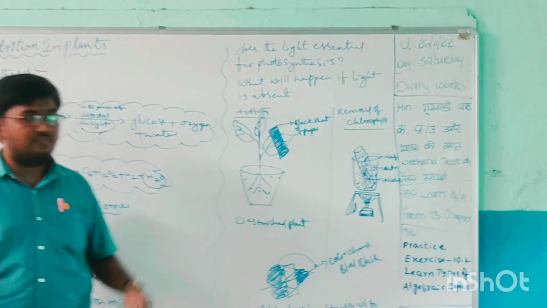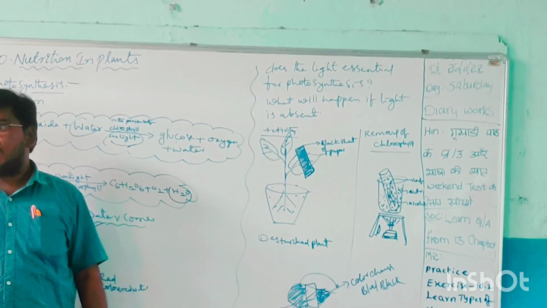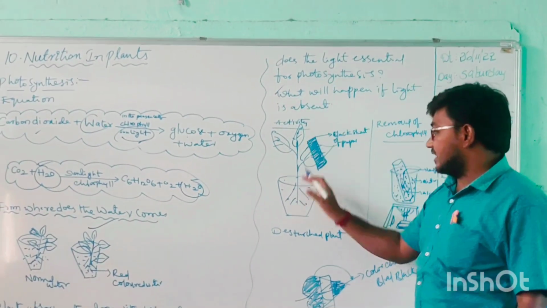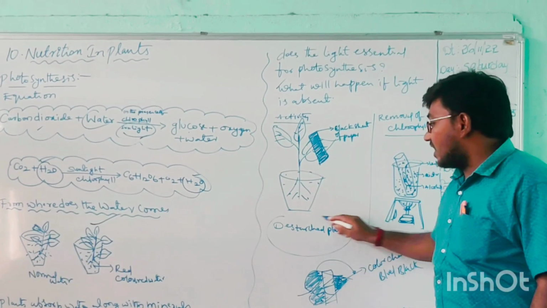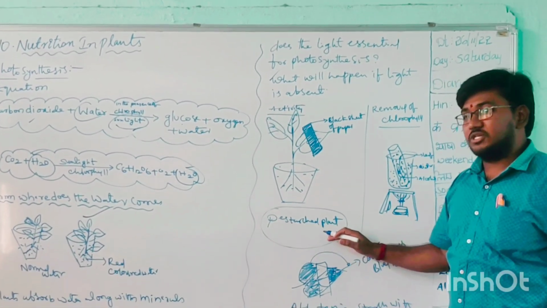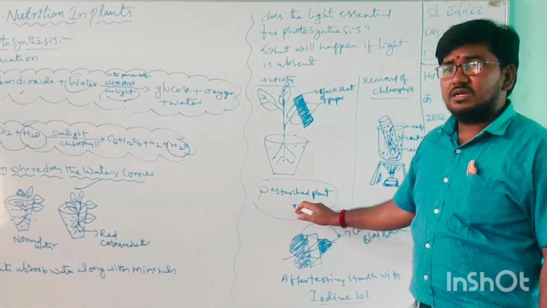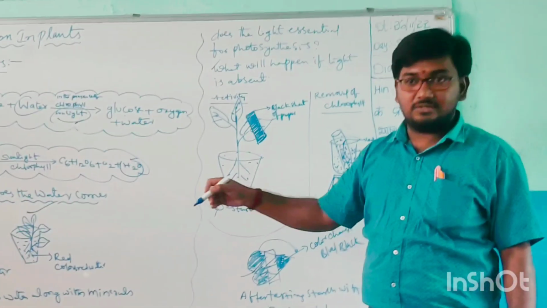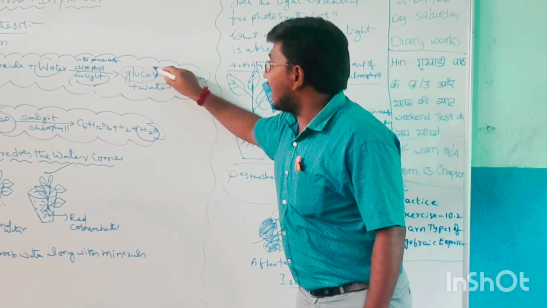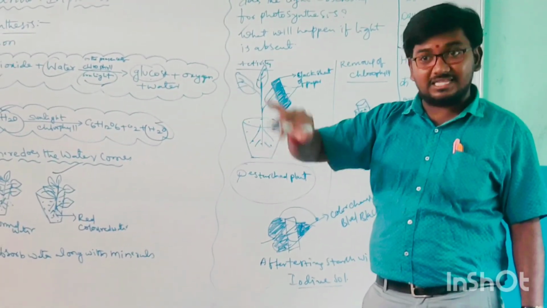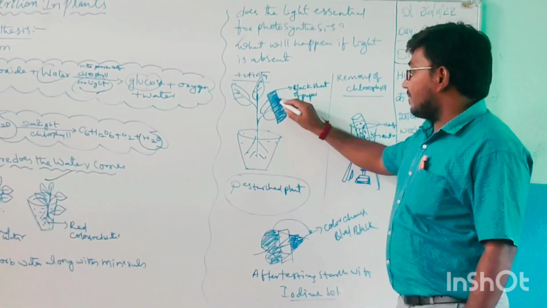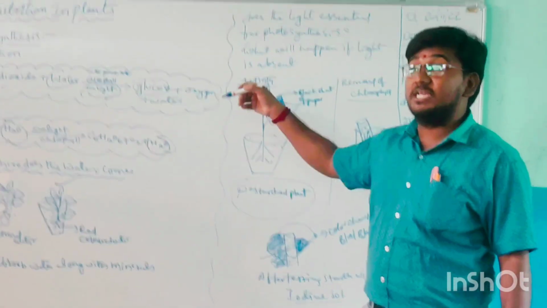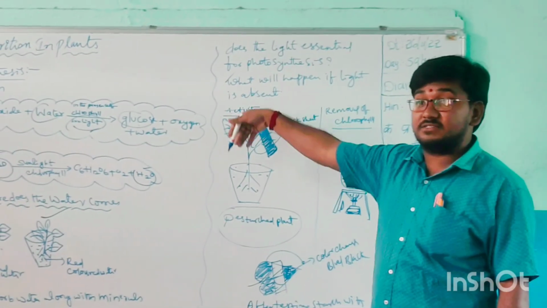I will explain what we did that experiment for. So for this experiment, to prove light is essential for photosynthesis, we need to destarch the plant. Here I wrote destarched. Do you know what is meant by destarched? Starch means food, carbohydrates, glucose. So glucose is also known as carbohydrates, starch. So already the plant contains food now. We have to remove that food material to prove that food is prepared only in the presence of sunlight.